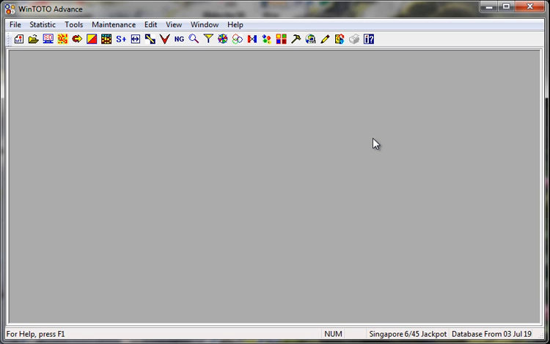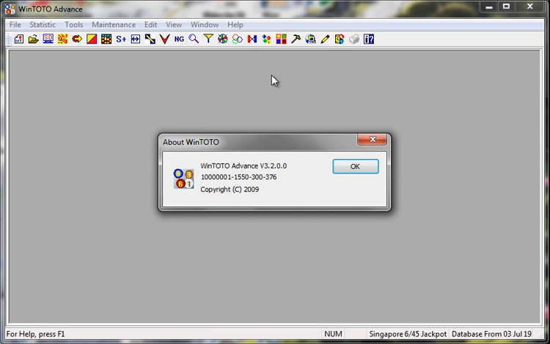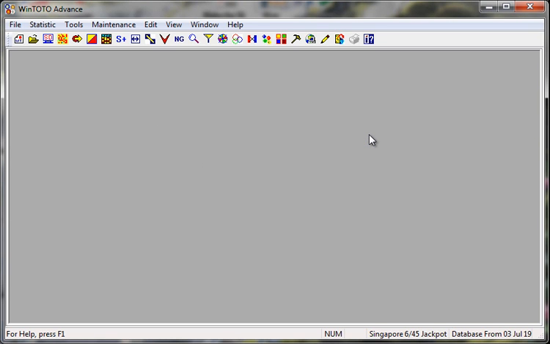Since we launched WinTOTO Advance in the year 2004, and from that version until today's 3.2, you could see that we have indeed made tremendous changes, not only in the winning but also in the way we play Toto. So you may be wondering, how did the winner of that 2.5 million and the winner of 250,000, the group 2 winners, do it? All I want to say in short and simple words is the use of the tools, and that's the WinTOTO Advance that you're looking at right now.